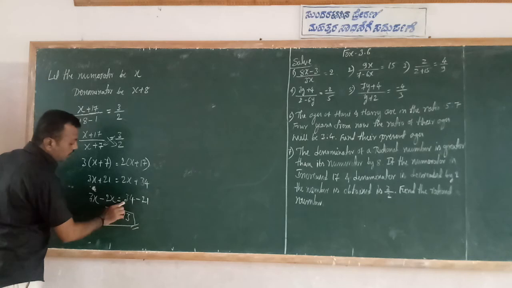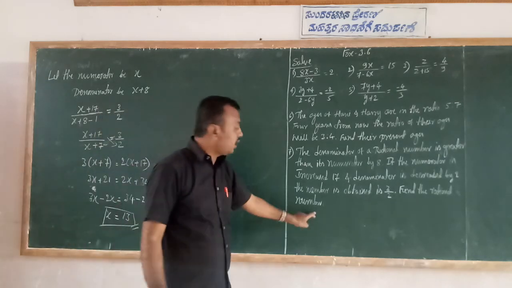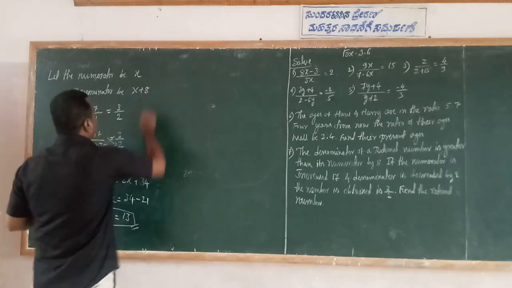34 minus 21: 4 minus 1 is 3, 3 minus 2 is 1. Therefore x is equal to 13. But what do we have to calculate? Find the rational number. So what is the rational number here?